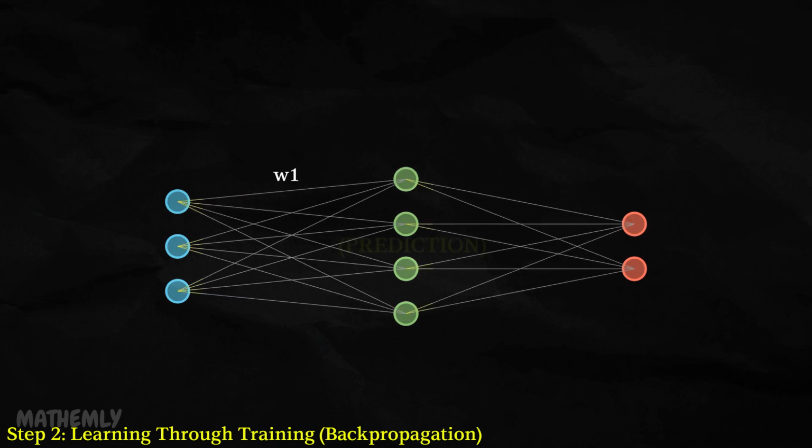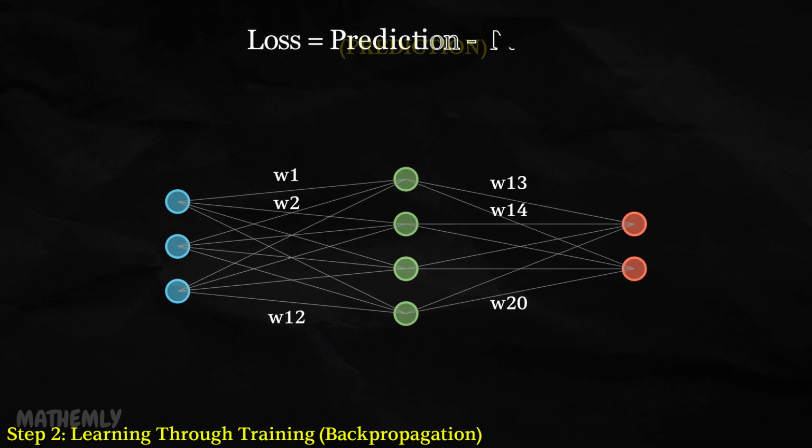Step 2. Learning through training, also known as backpropagation. Neural networks learn using a process called training, often involving thousands of examples. Here's how that happens. The network makes a prediction using the current weights. It then compares the prediction to the correct answer using a loss function, a measure of error.